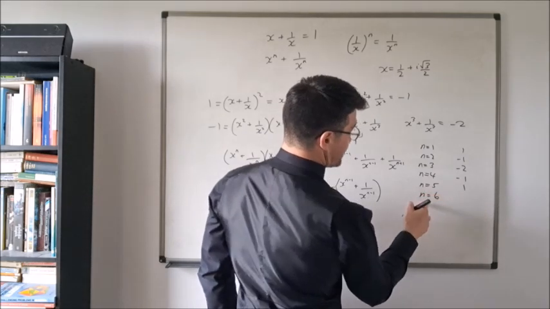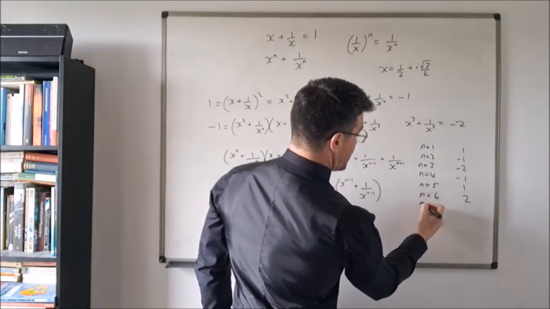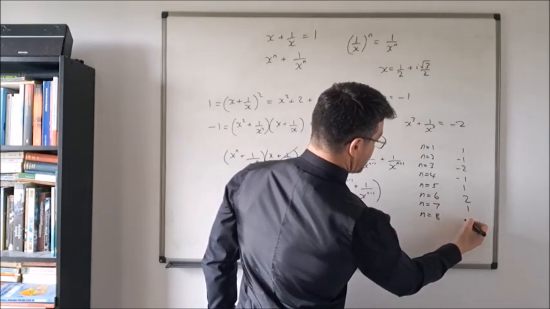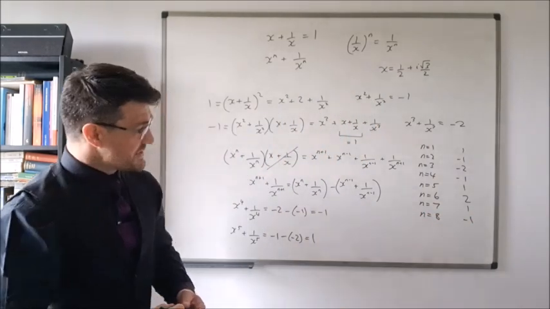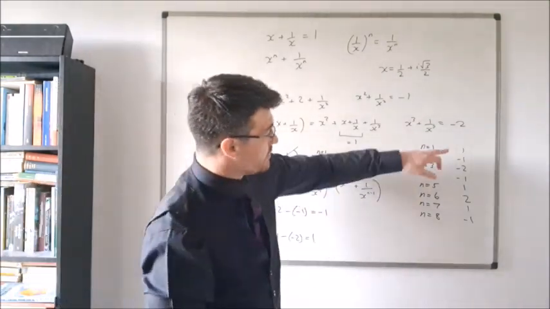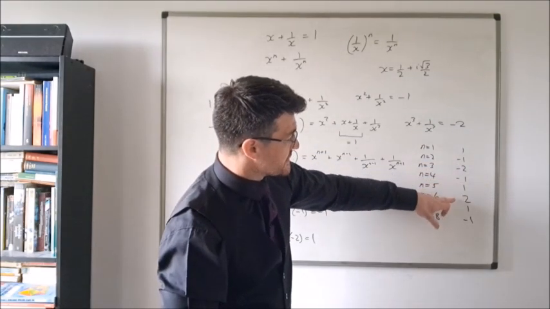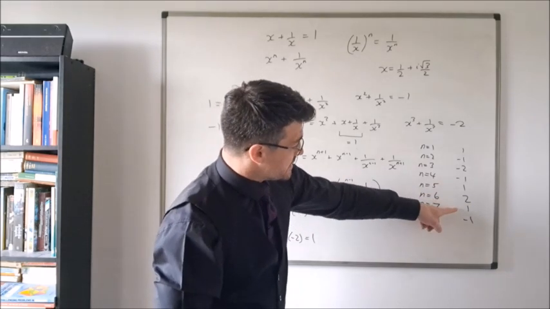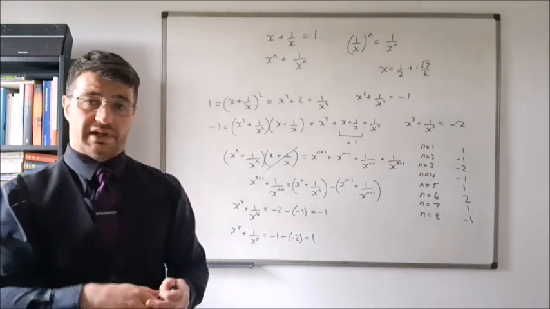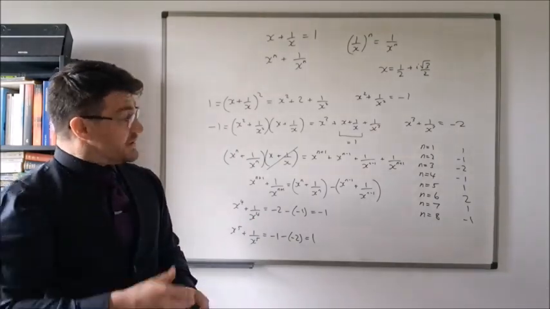And we can continue this. n equals 6, we'd get the value 2. n equals 7, we'd get the value 1. n equals 8, we'd get the value minus 1. So what happens is the values cycle through: 1, minus 1, minus 2, minus 1, 1, 2, 1, minus 1. So when we get here, we start off again, and we cycle through the values all over again. So this is fine.